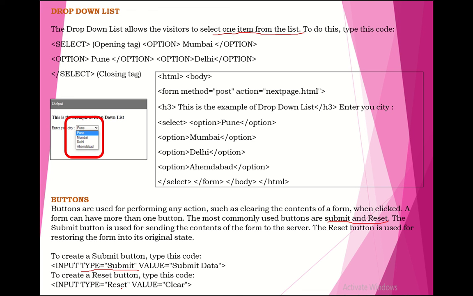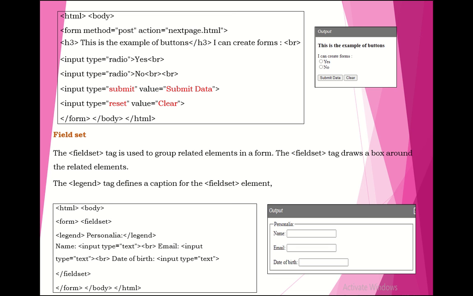To create a reset button, type this code: input type equal to reset, value as clear. Can you see here? This reset and here clear are different. Reset is the type of button, but the value I want as clear, cancel, or delete. All these values can be used for a reset button. This is an example of buttons: submit data and clear. So I got two buttons here with the type as submit and type as reset.